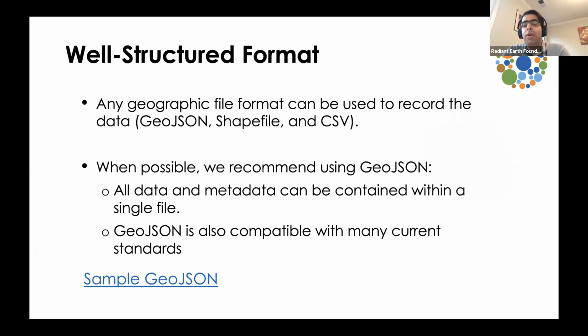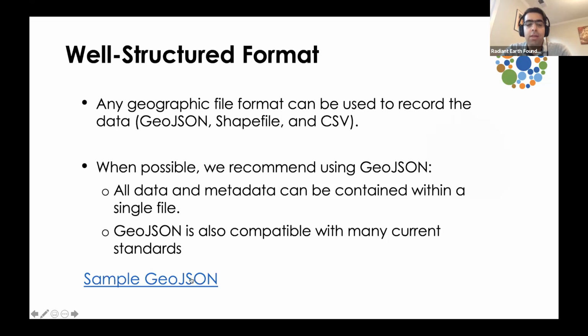Lastly, the well-structured format of the data. The data should be shared in a format that is well-defined. Any of the geographic definitions can be used, like GeoJSON, shapefiles, CSVs, or others, but it should be well-documented and a good format. And when it is possible, we generally recommend GeoJSON for two reasons. One is that the data and the metadata can be contained in a single file, so you don't need an auxiliary file for the metadata. And also GeoJSON is compatible with many of the standards, as you know.